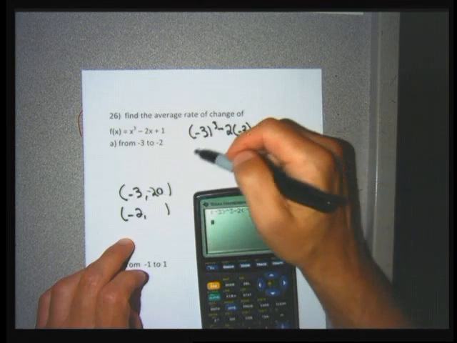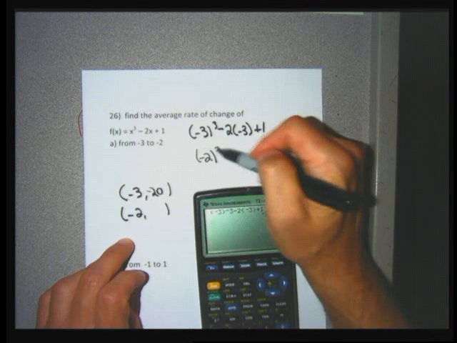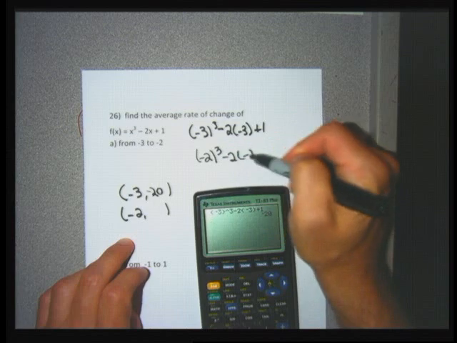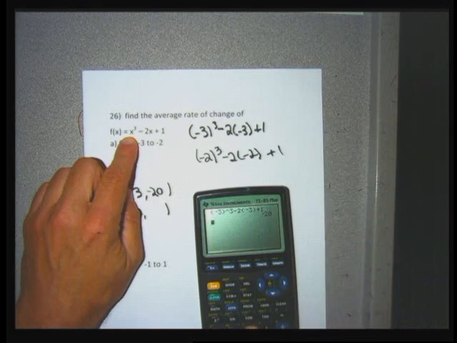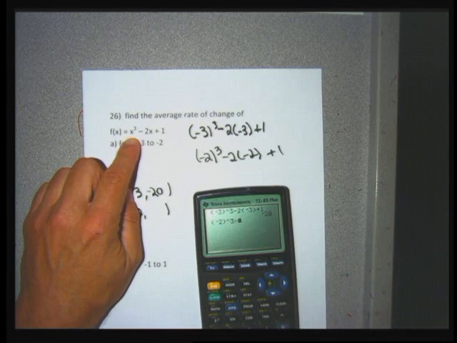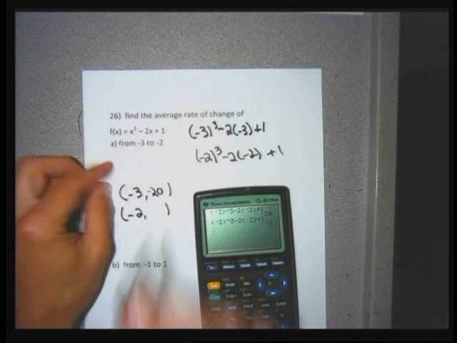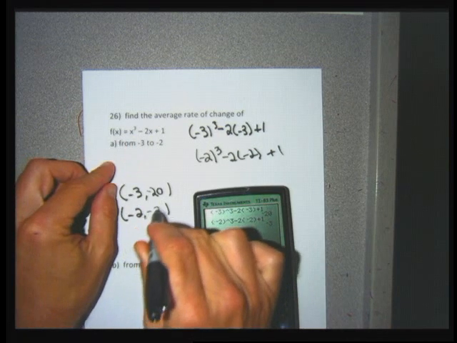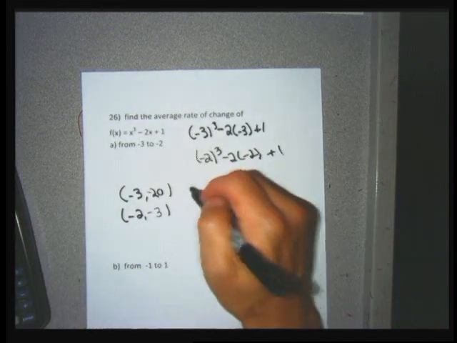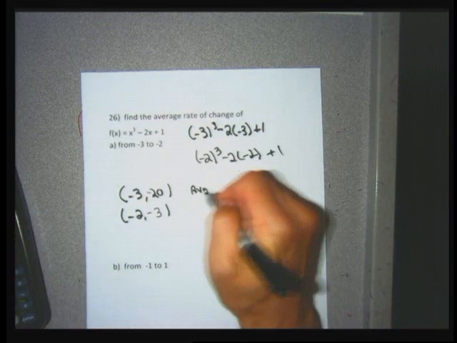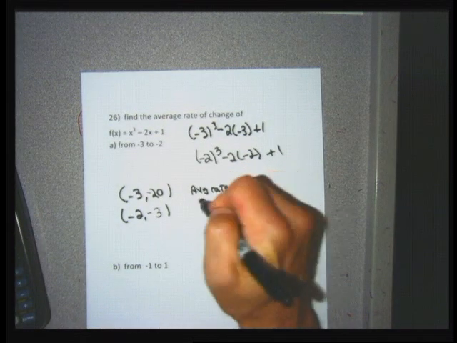To get the next y, I'm going to go negative 2 cubed minus 2 times negative 2 plus 1. That's just plugging in the numbers into that formula for x. So I'll go negative 2 cubed minus 2 times negative 2 plus 1, and I get negative 3. So now I have my points, and the average rate of change is the slope of the line that connects those points.